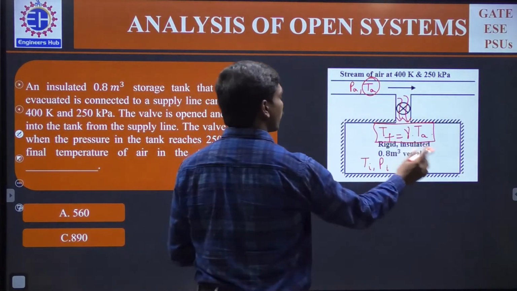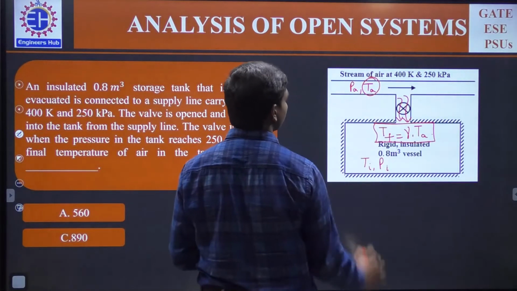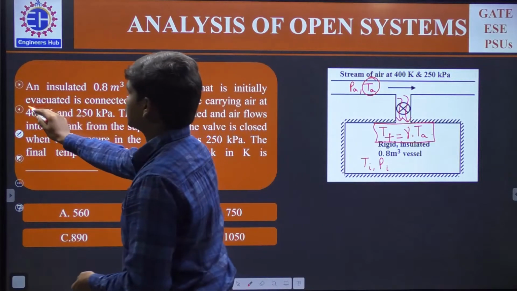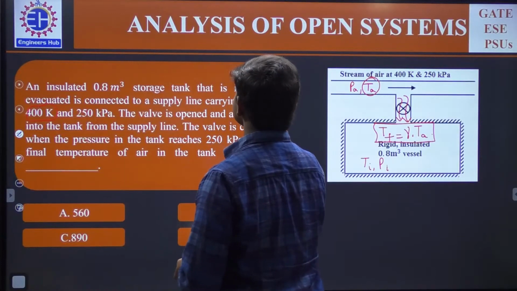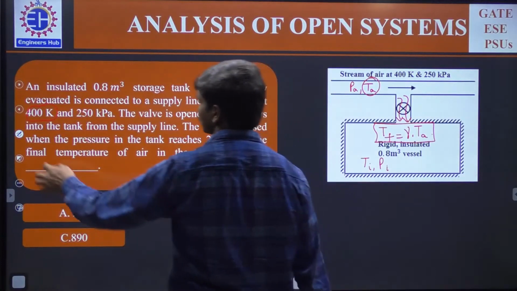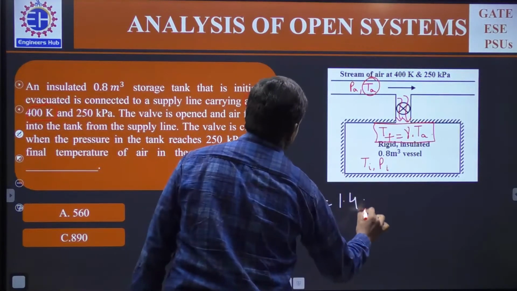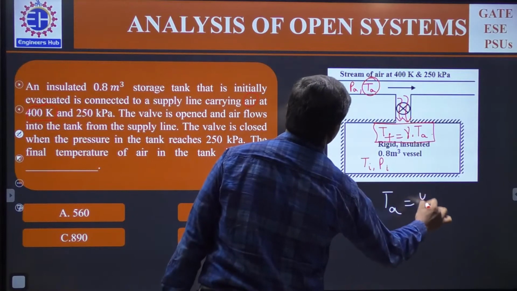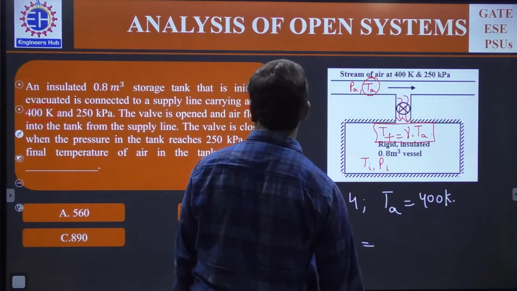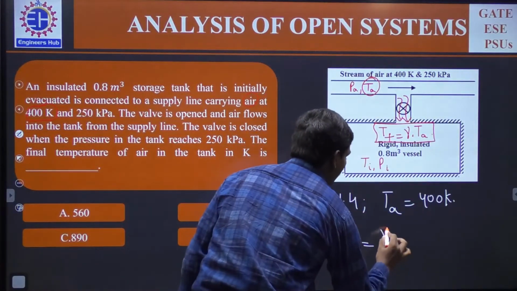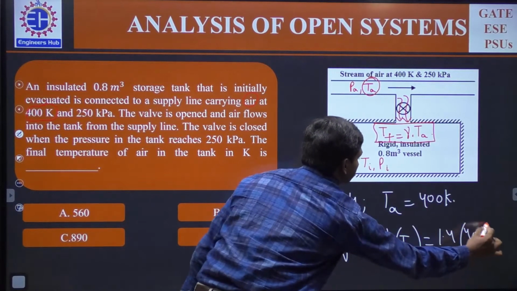So in this case, the final temperature of this vessel Tf will be Cp by Cv times the pipeline temperature. If you see, it's given 400 Kelvin here. Since we are taking this as A, we have gamma equal to 1.4 and Ta equal to 400 Kelvin. Tf is the final temperature of A in the tank, which is gamma times Ta, which is 1.4 into 400, which is 560 Kelvin.